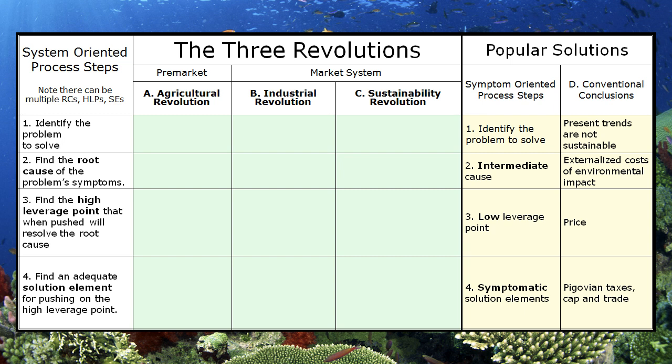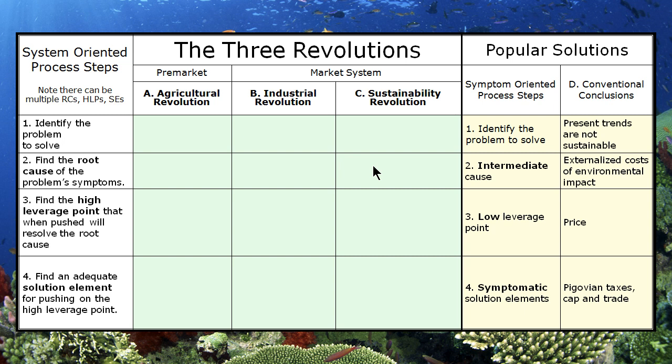By contrast, popular solutions skip steps 2 and 3. They don't know it yet, but by skipping finding the root cause and the high leverage point, popular solutions are trying to resolve an intermediate cause by pushing on a low leverage point. The analyses behind popular solutions like cap and trade haven't found the root cause, which is going to be right here, so they can't resolve it.